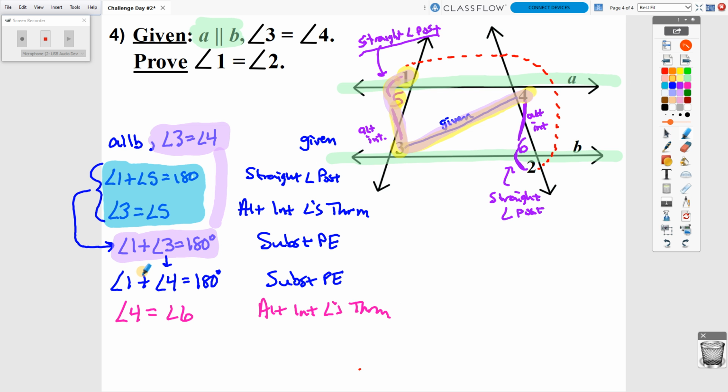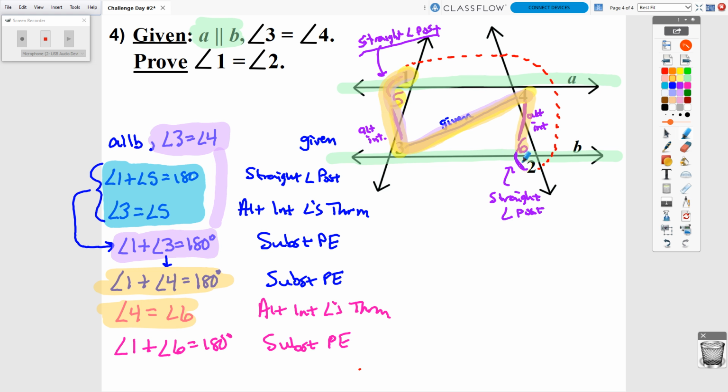So if 1 and 4 add up to be 180, and 4 is equal to 6, who is our middleman this time? Angle 4 is the middleman, or middle woman. So then angle 1 plus, swap out angle 4 with angle 6, equals 180 degrees. True substitution. All right, so now let's go back up here. So we've connected 1 all the way at this point to angle 6.